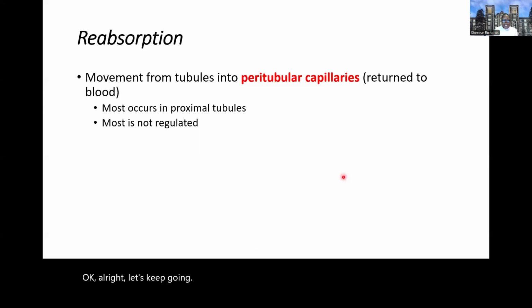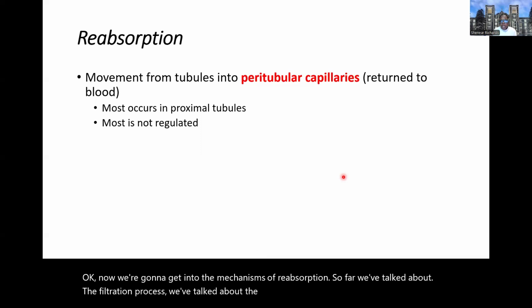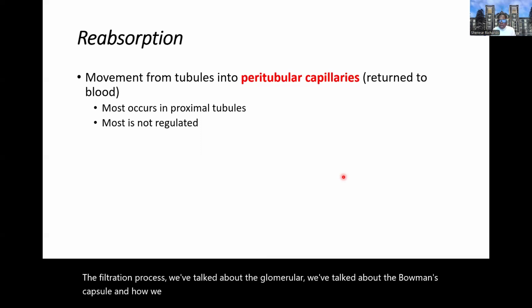Okay, now we're going to get into the mechanisms of reabsorption. So far we've talked about the filtration process. We've talked about the glomerulus. We've talked about the Bowman's capsule and how we initially move that plasma across the filtration membrane in order to create our initial filtrate.